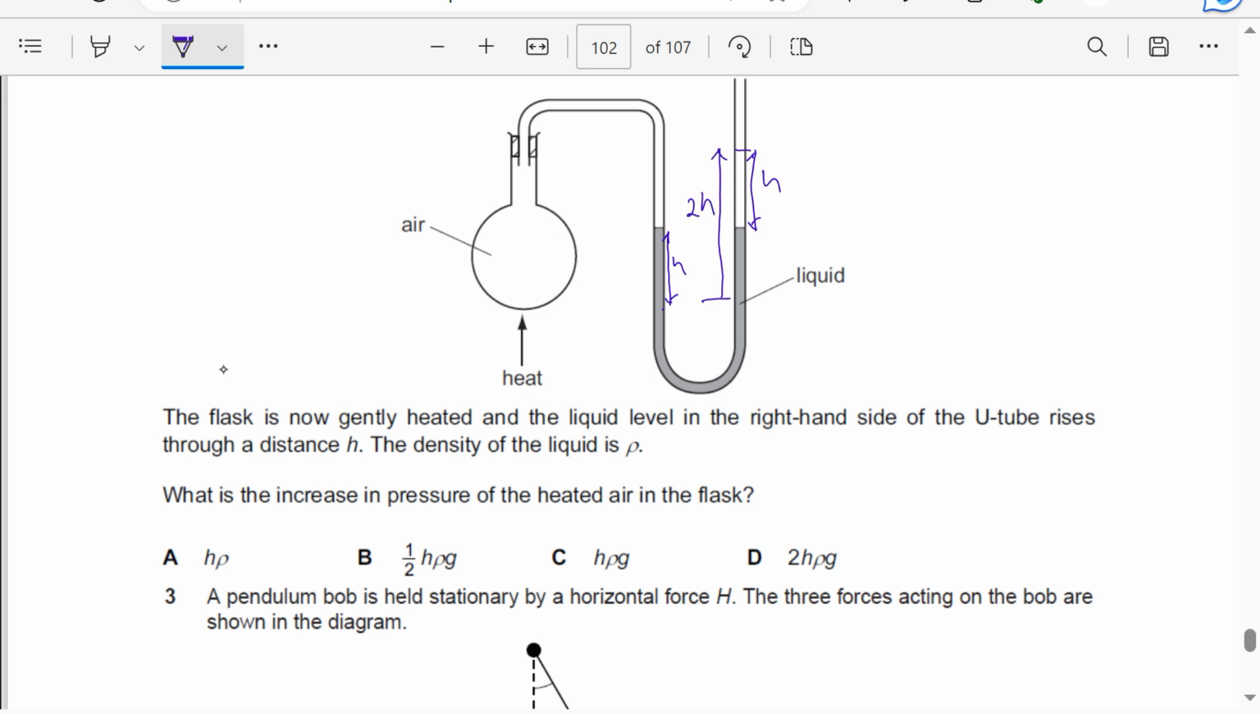What is the increase in pressure? So pressure is simply going to be density times g times the total change in height, which is going to be twice h. So the answer is automatically going to be D. As the liquid on the left-hand side falls by h, the other one rises by h, so the total difference in height is going to be twice h, as simple as that.